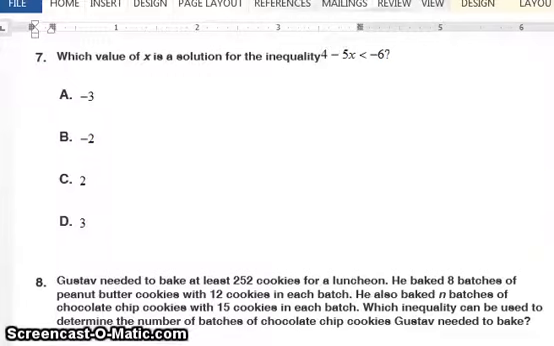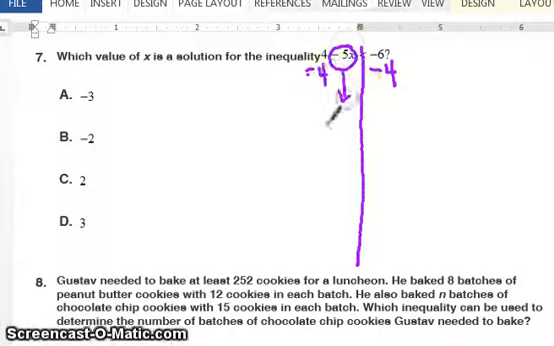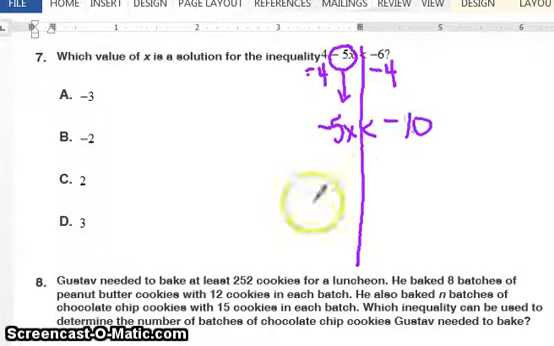Number 7, which value of x is the solution for the inequality 4 minus 5x is less than negative 6? Now, this 4 is actually positive, and to get rid of it, I have to subtract 4 from both sides. This 5x is negative. Bring that down. Negative 5x is less than negative 10. Divide both sides by negative 5.